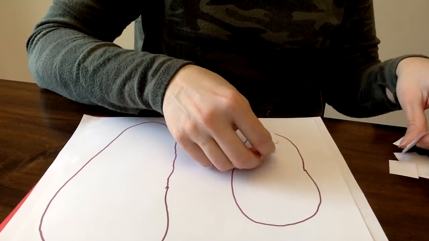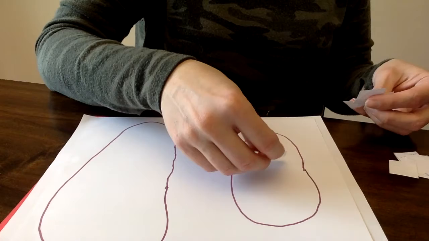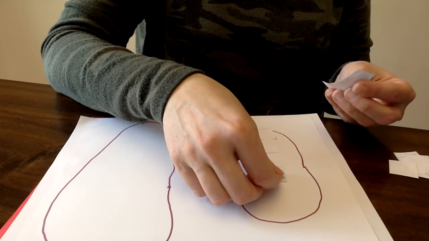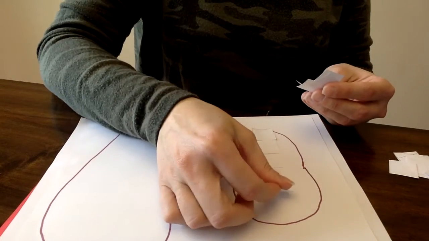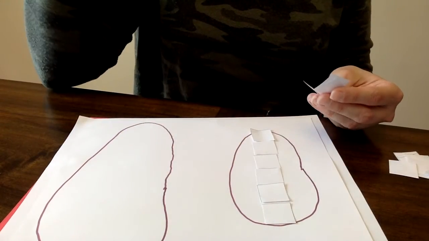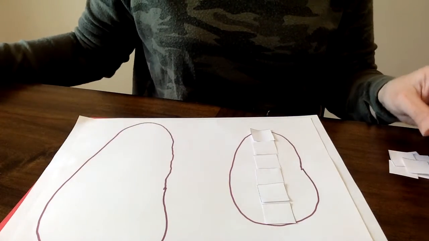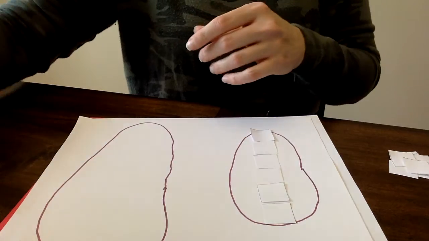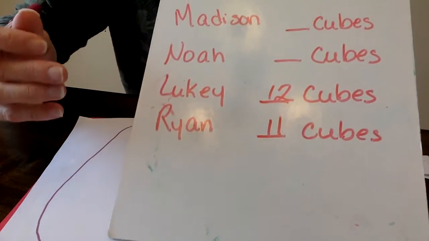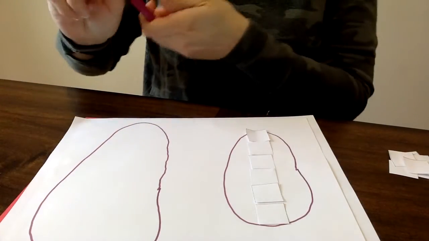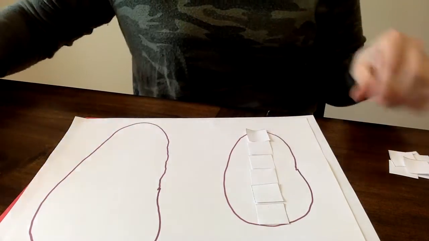So 1, 2, 3, 4, 5, 6. So Madison's shoes are 6 cubes long. So on my chart, I'm just going to write 6. Okay, and now I'm going to measure Noah's shoe.